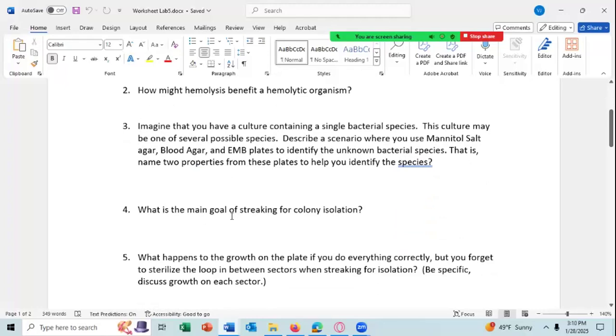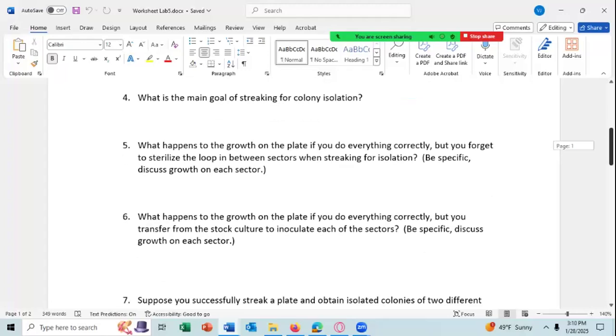4. What is the main goal of streaking for colony isolation? 5. What happens to the growth on the plate if you do everything correctly except you forget to sterilize the loop in between sectors when streaking for colony isolation? You need to be specific discussing the growth on each sector of the plate.